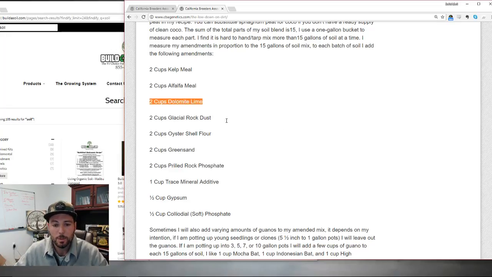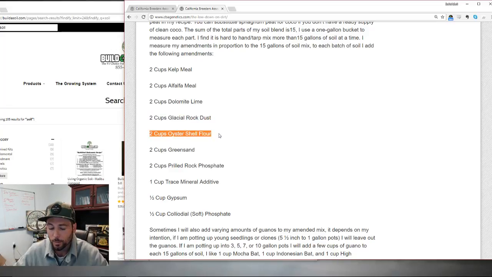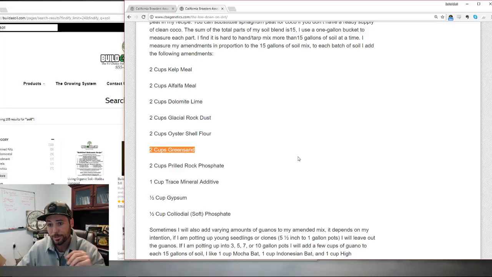We use gypsum or oyster shell flour, okay? Glacial rock dust, we still use this, but now we're using basalt, and the whole industry is moving towards basalt rock dust, okay? Oyster shell flour, we still use that. Green sand, we don't, but some people do. Basically, there's too much potassium. All compost has way too much potassium, almost to a fault. So that's why we avoid that.